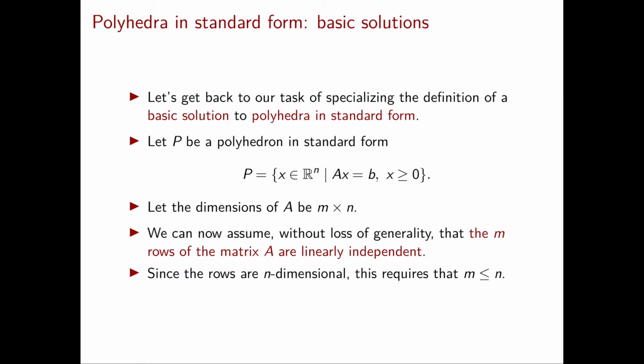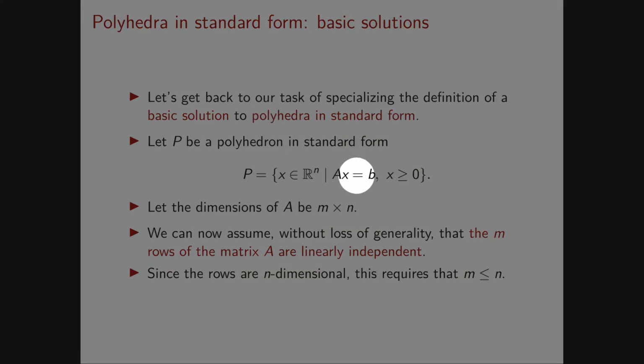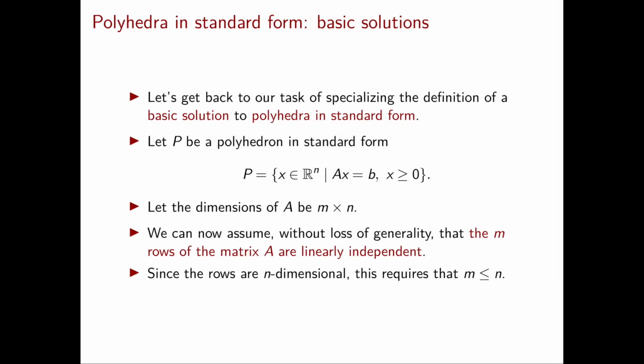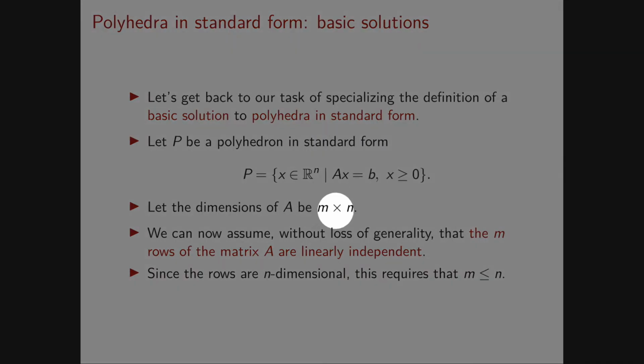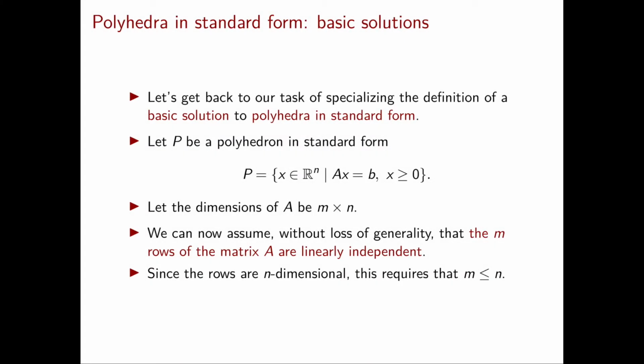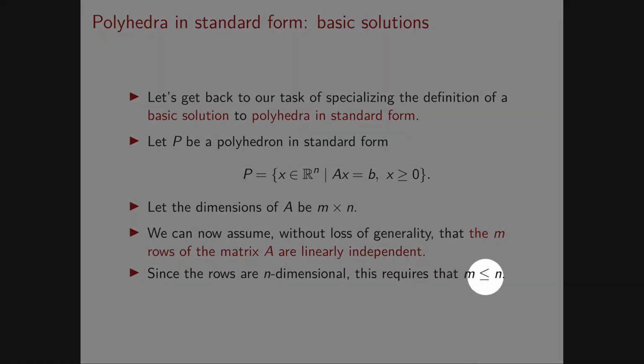So let's get back to our original task of giving an equivalent definition of a basic solution to polyhedra in standard form. Once again, we started with a polyhedron in standard form, so given by a system of equality constraints and all the non-negative variables. Our matrix A, as usual, is m by n, and now, finally, we can make the assumption, without loss of generality, that the m rows of the matrix A are linearly independent. In particular, since A has n columns, this means that m is less than or equal to n.